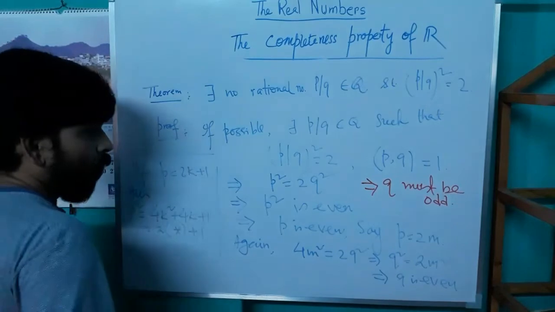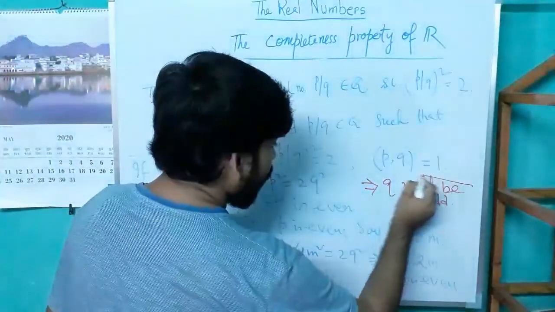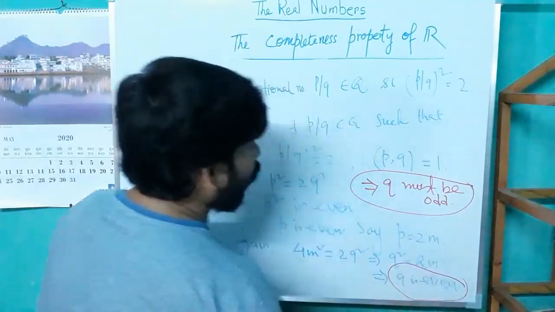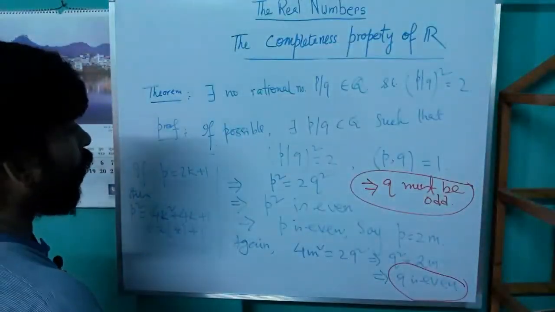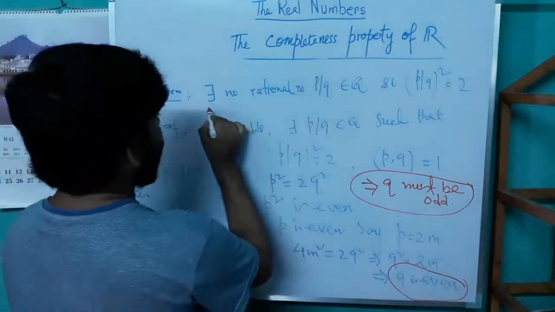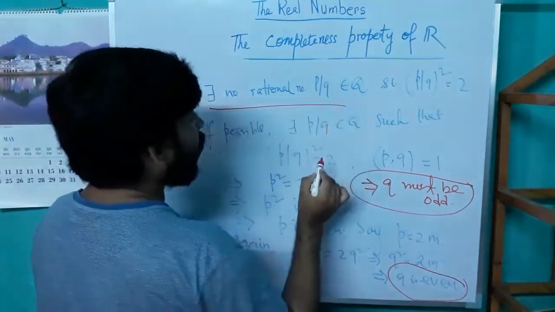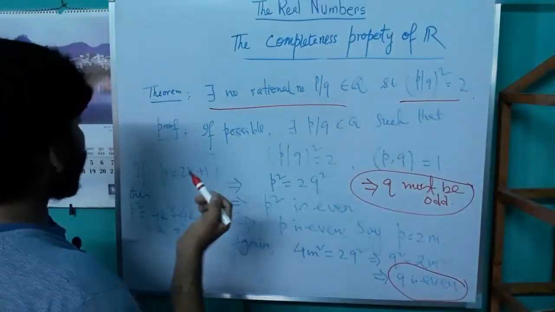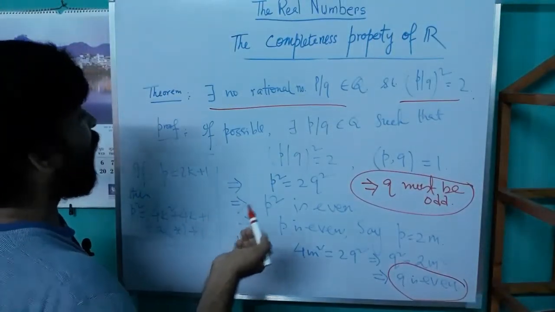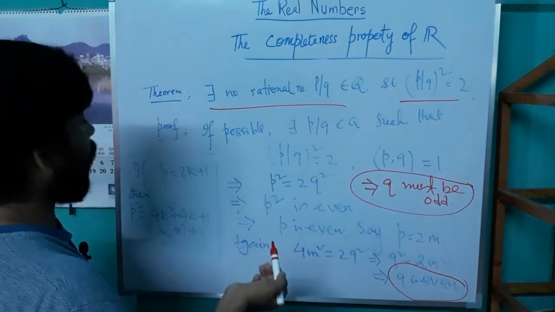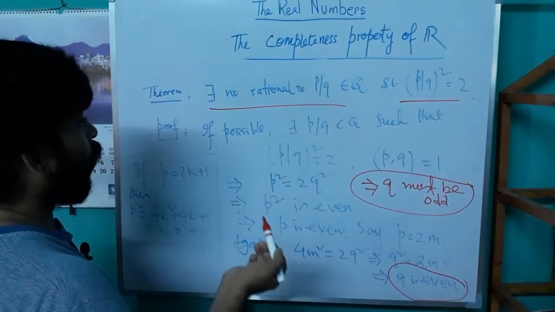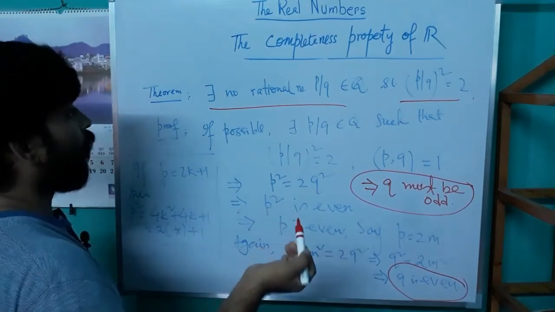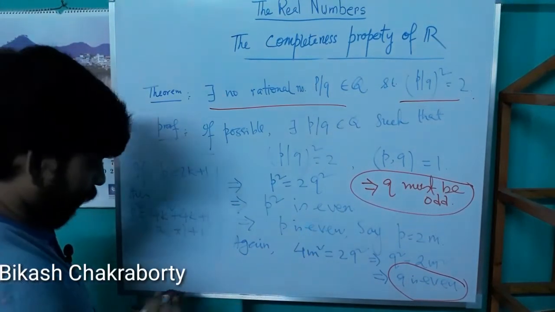So we have seen that Q is odd as well as Q is even. That cannot be possible. So there does not exist a rational number P by Q whose square is 2, and this result shows the existence of irrational numbers. Irrational numbers are those real numbers which cannot be expressed as a ratio of two integers. Thank you.